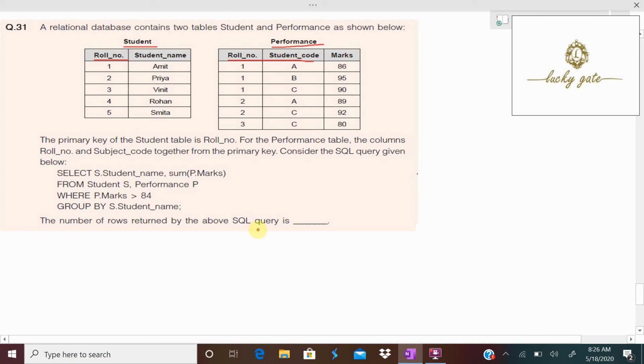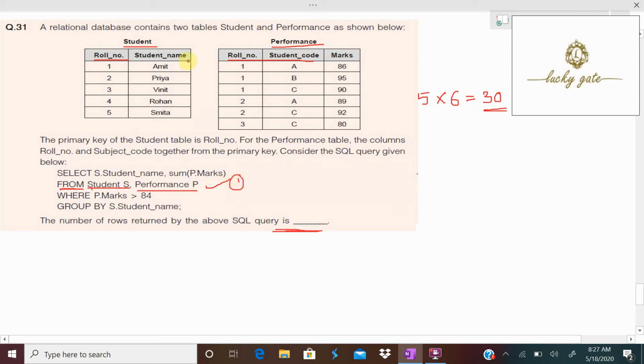The question is the number of rows returned by the above SQL query. How many rows are returned by this query? Now observe, this query contains both student S and performance P in the from clause. Whenever you have more than one table in the from clause, it performs a Cartesian product of the 2 tables. Here 5 rows in the student and 6 rows in the performance. As a result of Cartesian product, it will produce 5 into 6 tuples, which equals 30 tuples.